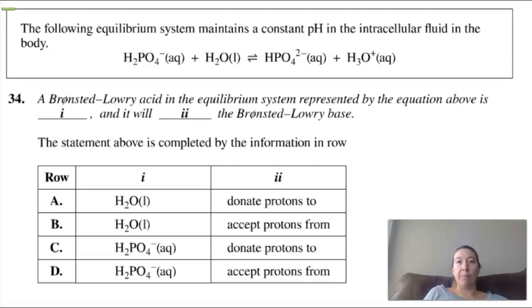So when we're looking at this, we've talked about conjugate pairs, right? So we have the H2PO4 minus, which would be paired with the HPO4 minus. So that would be one of our pairs. And our other pair would be the water with the hydronium, right? Because remember the difference for conjugate pairs is one has the H and one doesn't.